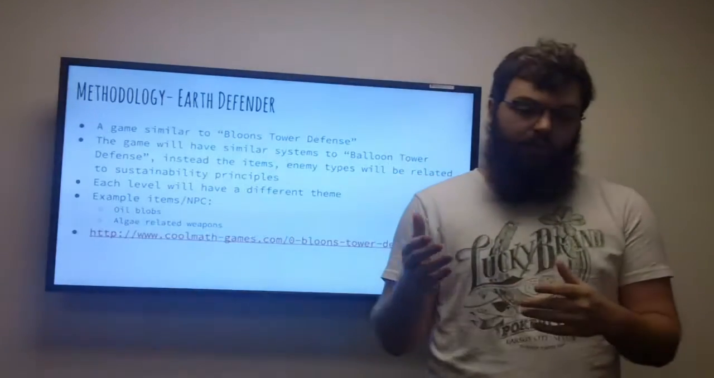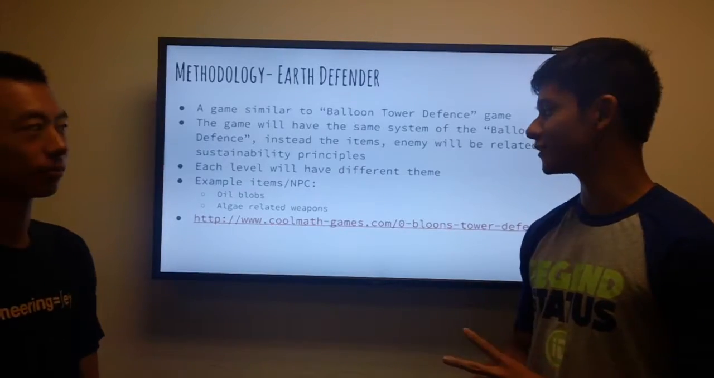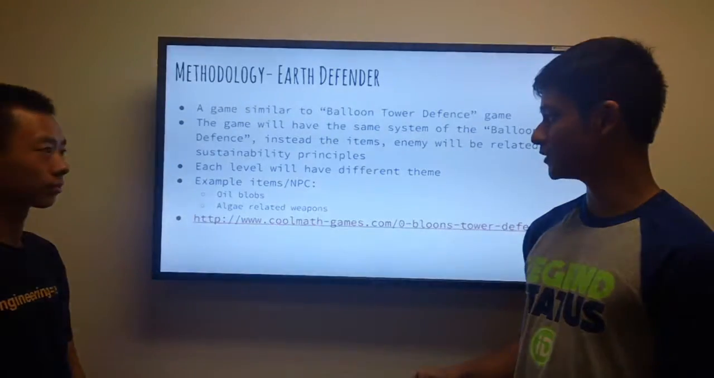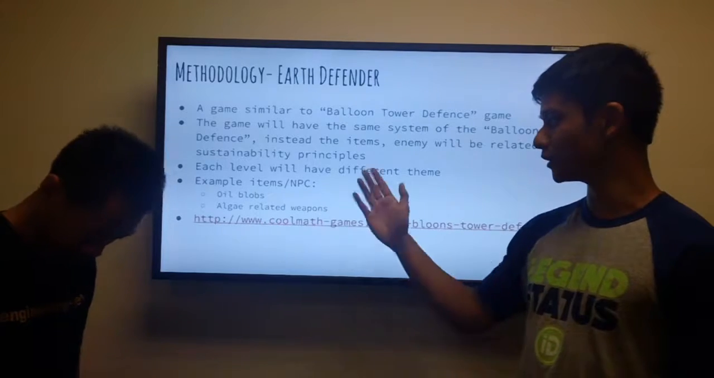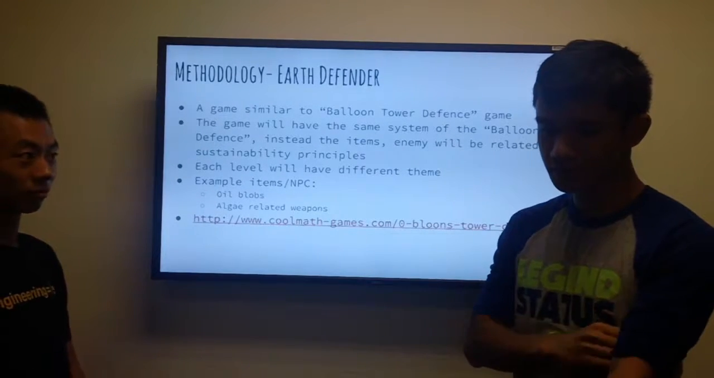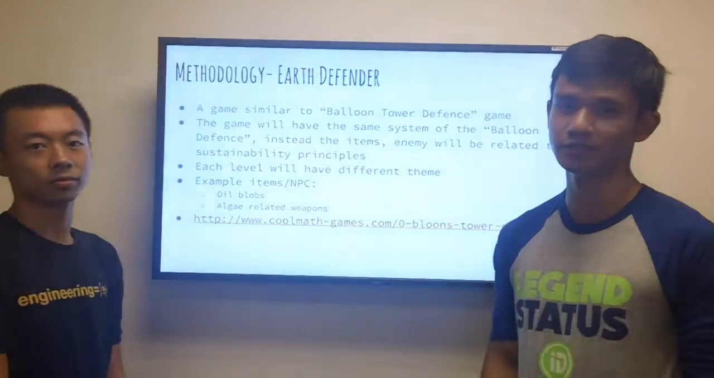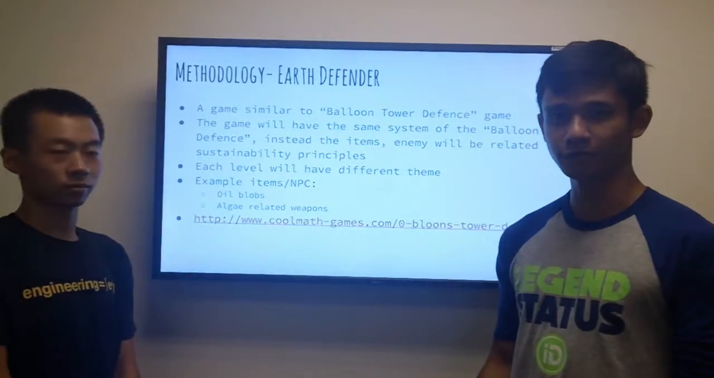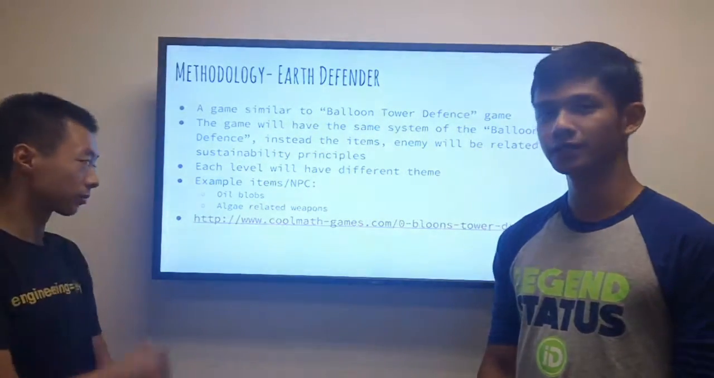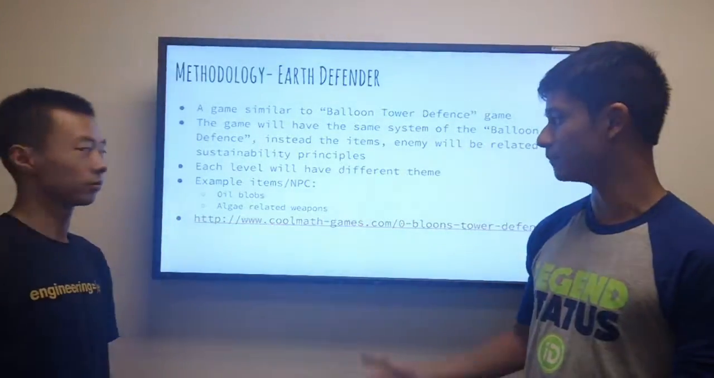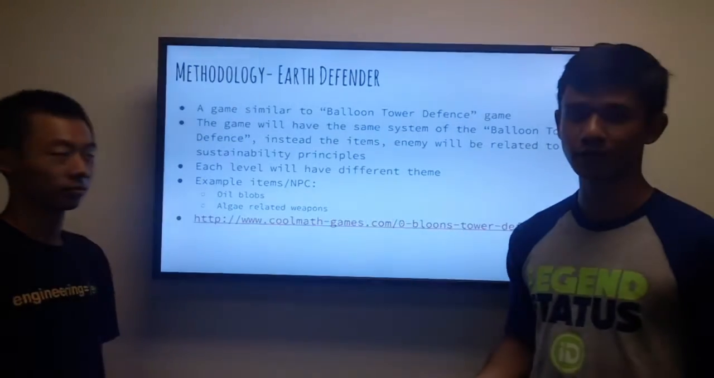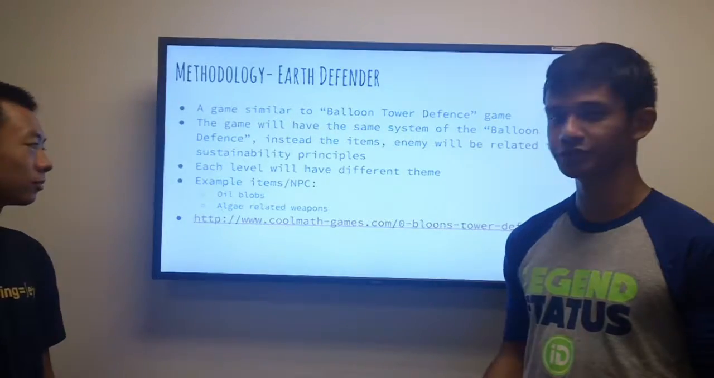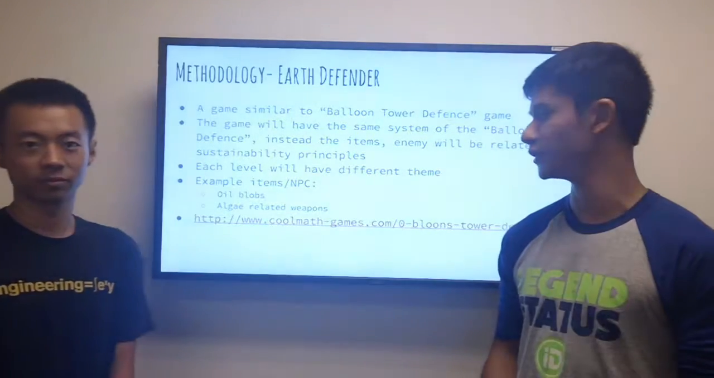So we've created 2 things in our game so far, which are some items and some NPCs. Some of our NPCs or enemies are oil blobs, which are related to sustainability in the ocean. It's kind of like an oil spill, and all you have to do is destroy it before it reaches your base, and that's how you win. To do so, you need to set up algae-related weapons, kind of like the towers in Bloons Tower Defense, and it will essentially kill the oil blobs, and that's how you can win the game.